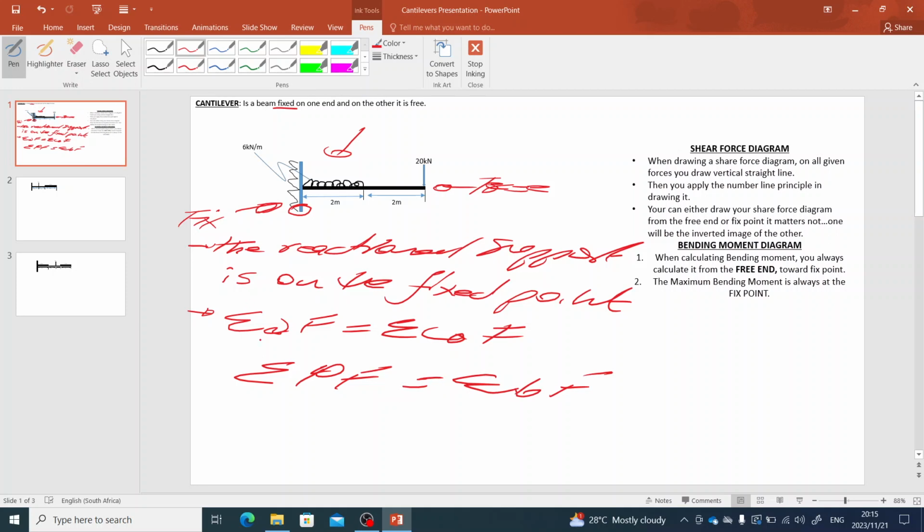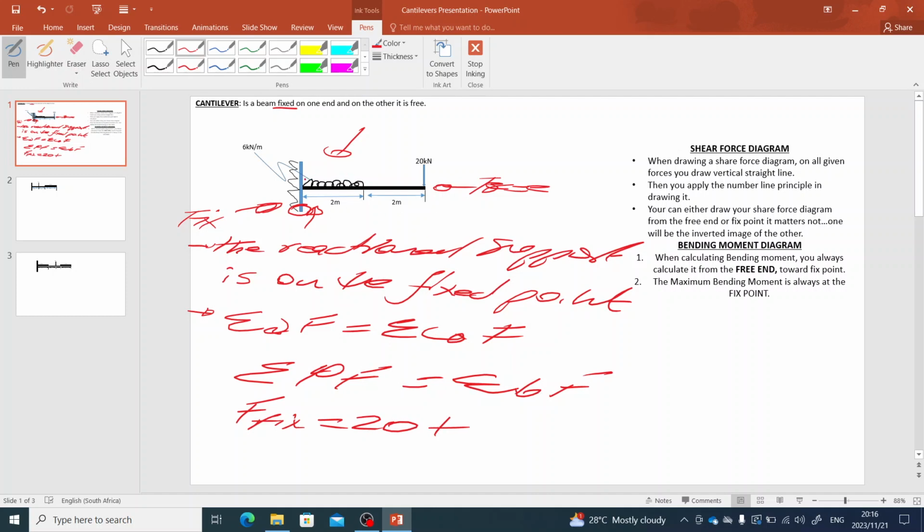Now, the only upward force we have is the force on the fixed point. That is the only upward force we have there. It equals the downward forces. The only downward forces that we have are the 20 plus. Remember here, we are having the UDL.